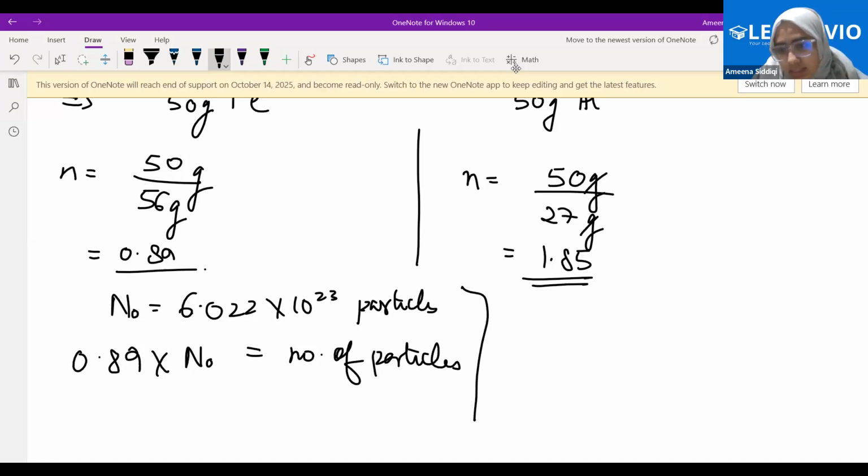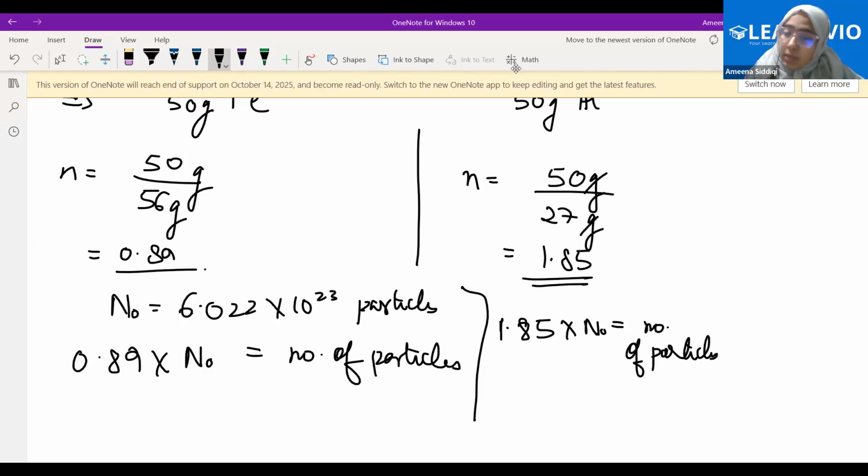In case of aluminium, the same thing. To get the number of particles, I will multiply 1.85, which is the number of moles of aluminium in 50 grams of aluminium, into the Avogadro's number. So it is very clear, since the mole number is not the same, they will not have the same number of particles, and it is aluminium which will have more particles here, because clearly the mole number is more for aluminium.